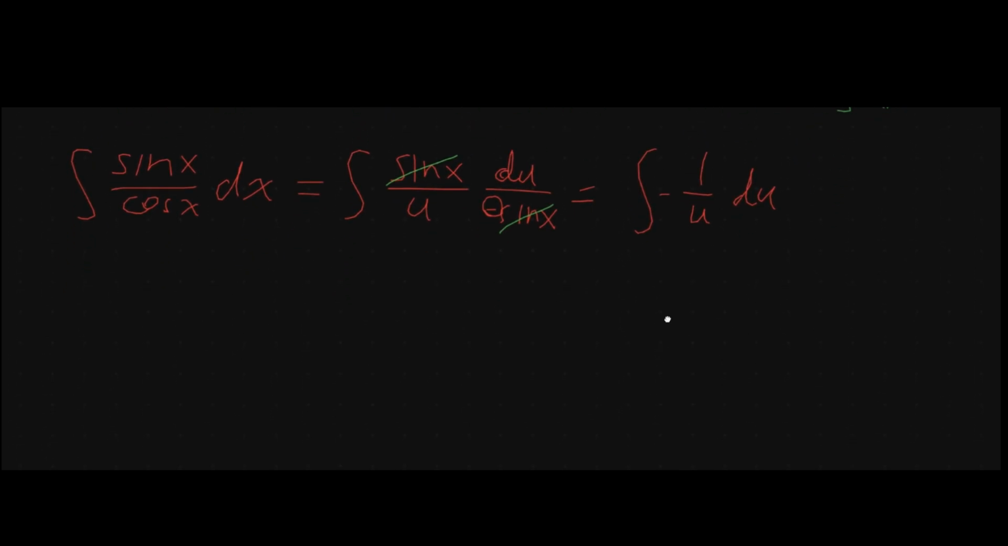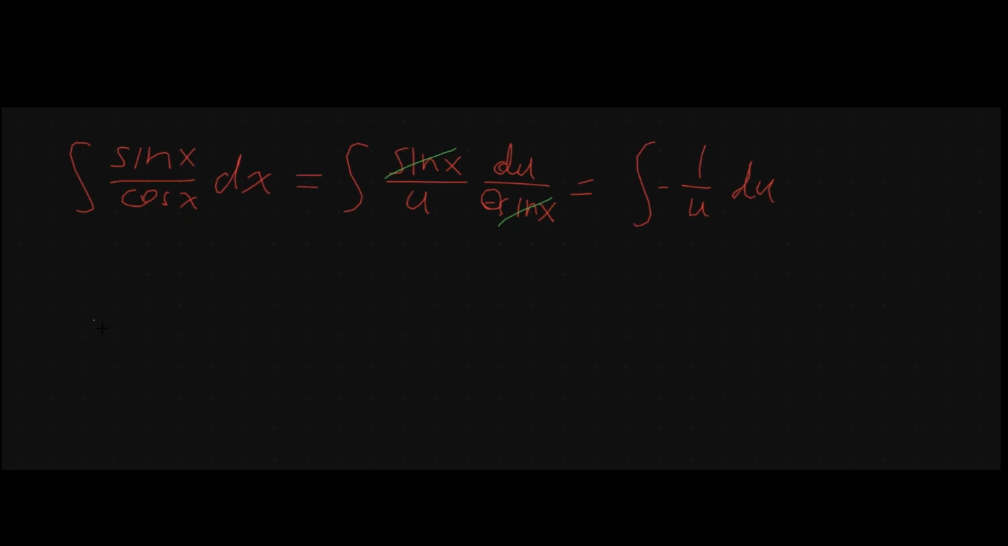So this is an easy case. The integral of 1 over u, or minus 1 over u, is just minus, because of the minus at the front, the natural log of u plus the constant of integration. Now we are not done yet. We have one more step. We have to substitute u with cosine of x. So we get minus natural log of cosine of x plus the constant of integration, and that's our final answer.